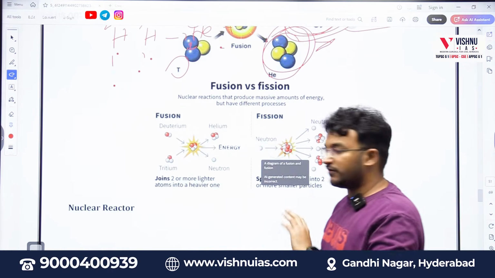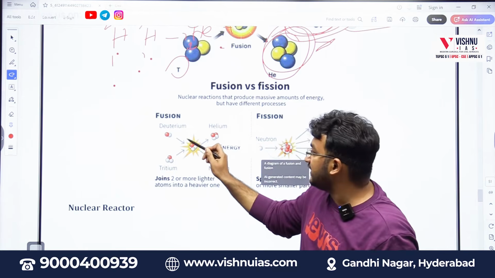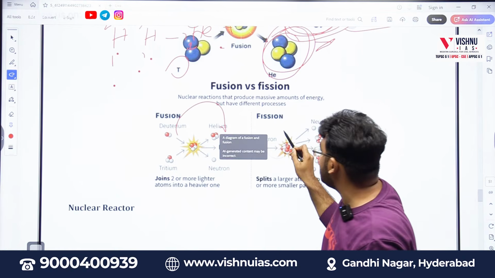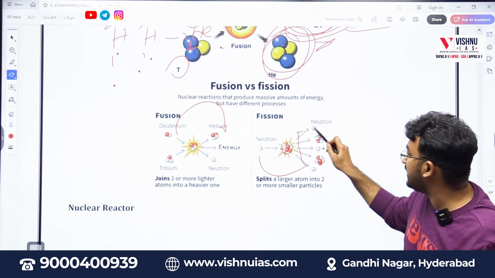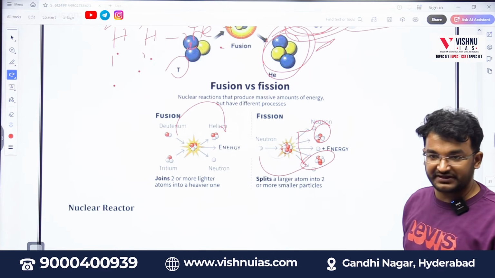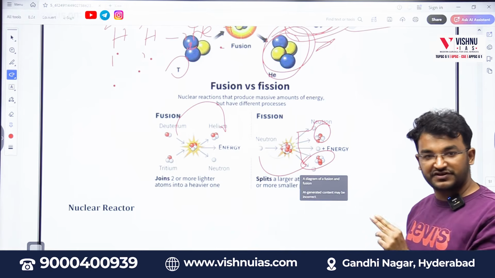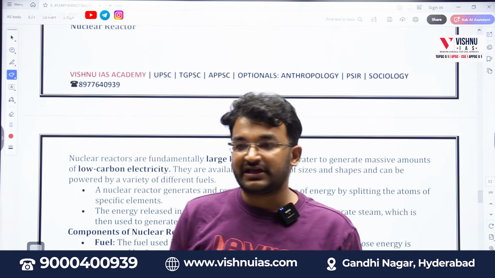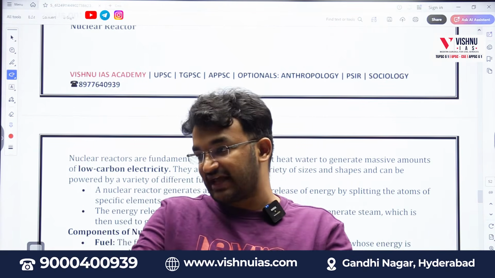See, if you look here, in fusion two are getting combined to form a single one. In fission, one is being split into two different ones. That is the major difference between fission and fusion. Okay. Next, now we can identify where these reactions are happening.